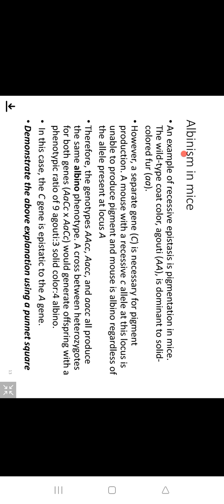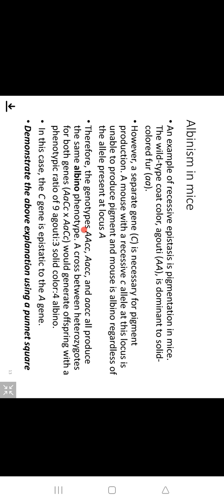So this is also another case of recessive epistasis, because like this individual, you can look at the genotypes AAcc, Aacc, aacc, all of them will be of the same phenotype because the recessive c is there. You can see the recessive c. So all these mice will still be albino.